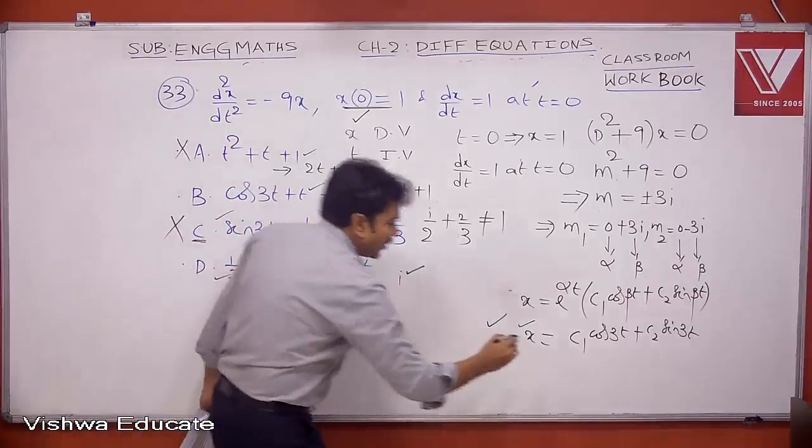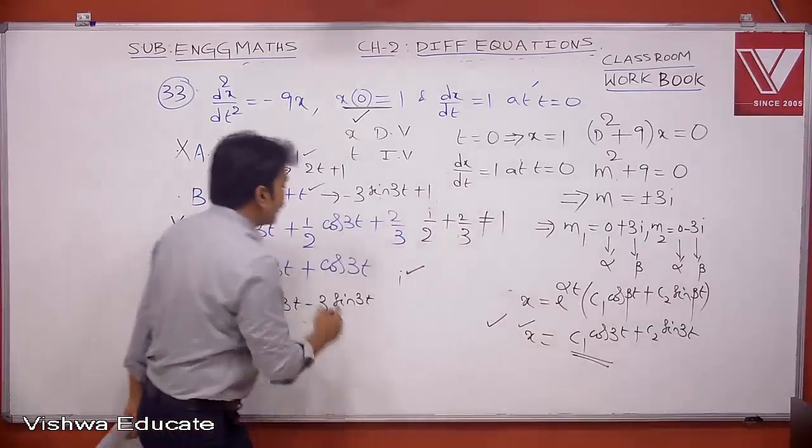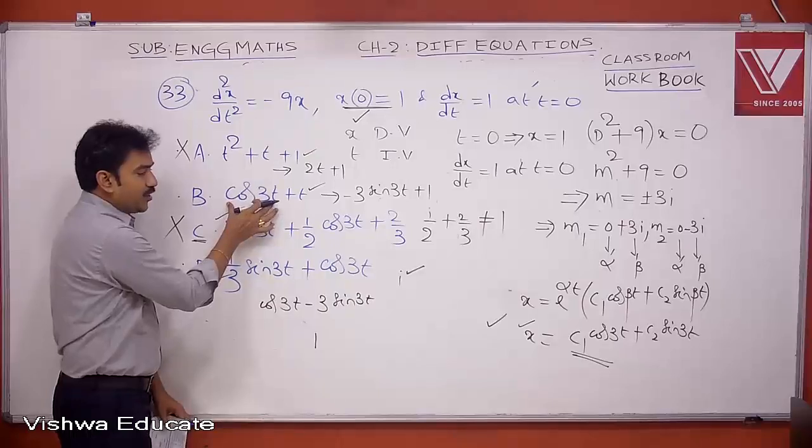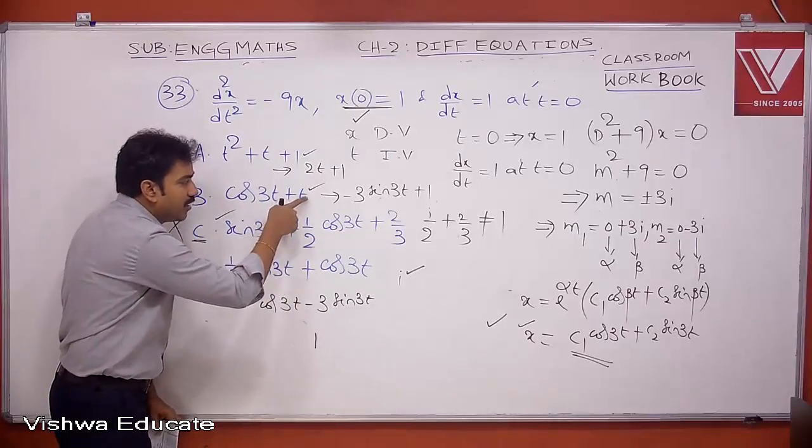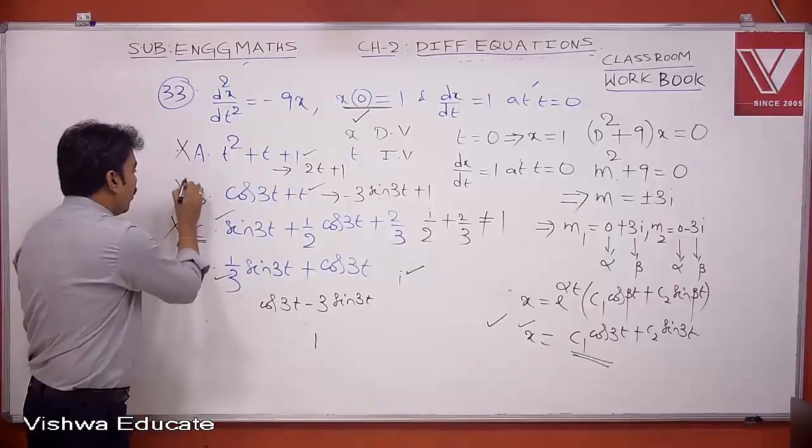Here c1 cos 3t. Now suppose if c1 is 1, it is cos 3t. If c2 is 0, sin 3t will be eliminated. But how do we get the extra t? So it is a wrong option.